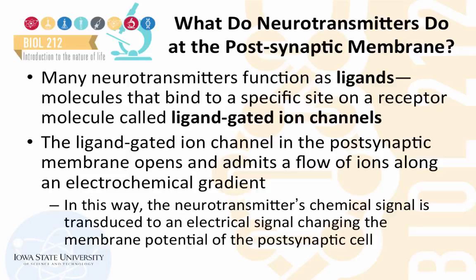So, what do neurotransmitters do at the postsynaptic membrane? While a lot of neurotransmitters function as ligands, meaning that they bind their corresponding receptors called ligand-gated ion channels, leading to the opening of these channels and a flow of ions along an electrochemical gradient either inside or out of the postsynaptic cell. In this way, a chemical signal conducted by the neurotransmitter gets converted into an electrical signal, leading to a change in the postsynaptic membrane potential.